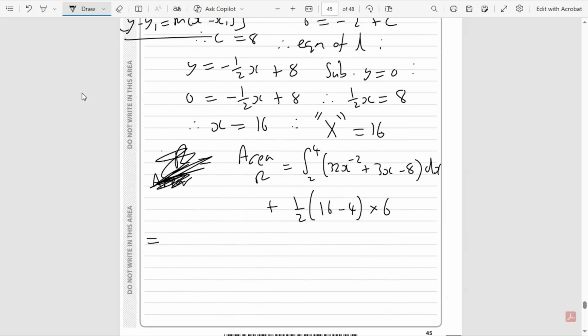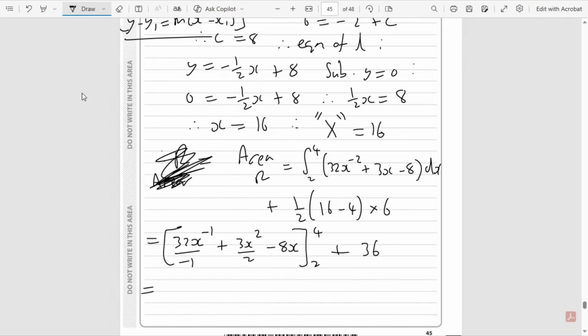Now let's do the integration first. Add 1 to the power, divide by the new power. So 32x to the minus 1, divided by minus 1. Then it will be 3x squared over 2, and then a minus 8x for the last term, from 2 to 4, and then plus the triangle. This will be a half of 6, so 3 times 12. So 12 times 3 is 36 for the area of the triangle.